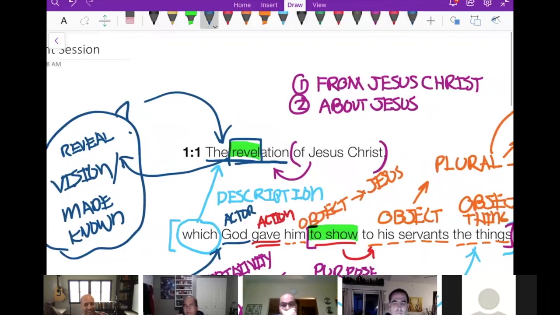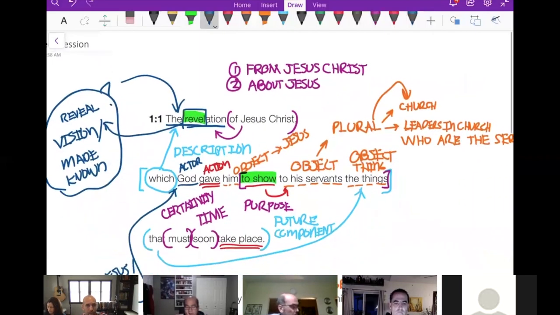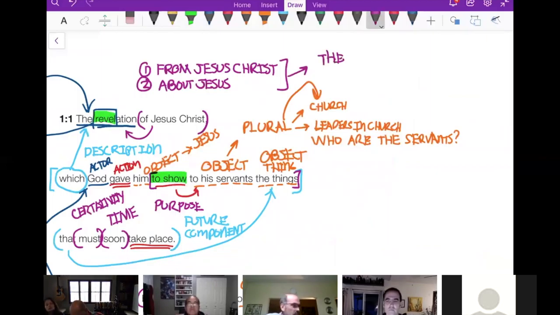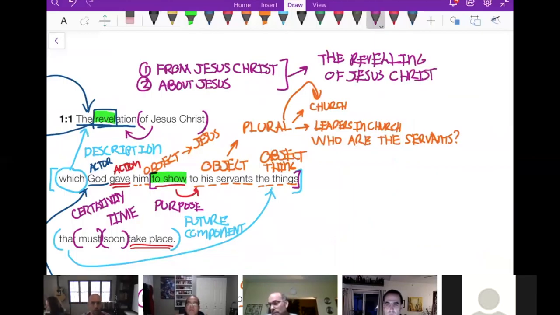It's visions. It's this seeing. It's seeing who Jesus is, if we're going to get down to the nitty gritty. Is everyone tracking with me there? Yeah. So this is the big takeaway here. Revelation is fundamentally about the revealing of Jesus Christ. The revelation of Jesus Christ, the revealing of Jesus Christ.